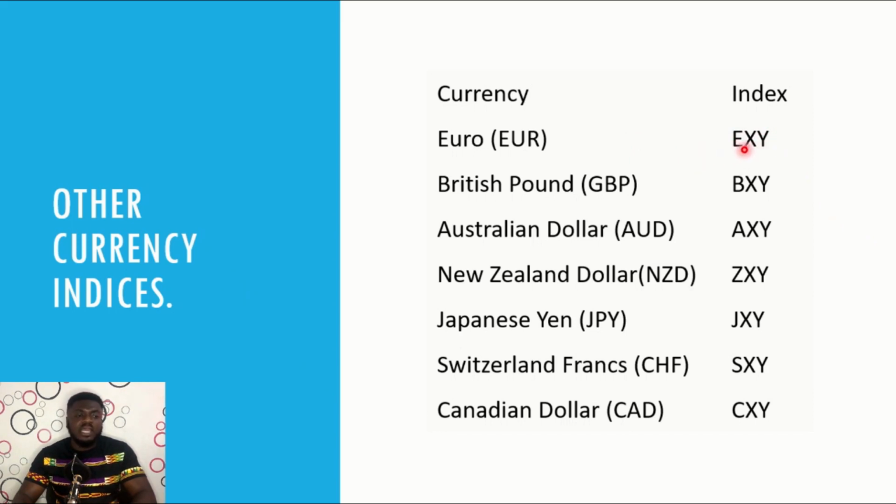If you really want to see how the euro is correlated with other currencies, you can pull up the euro index, which is represented as EXY, BXY for the pound index, AXY for the Australian dollar index, ZXY for the New Zealand dollar index, JXY for the Japanese yen index, SXY for the Swiss franc index, and finally CXY for the Canadian dollar index.